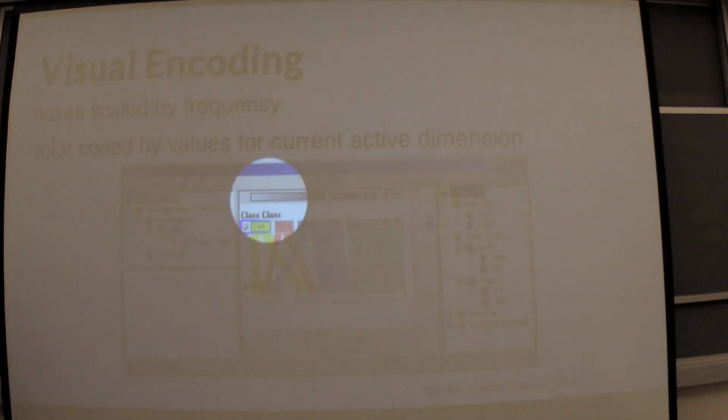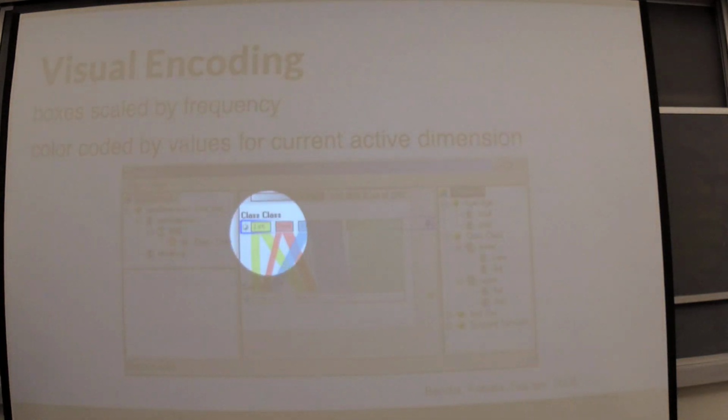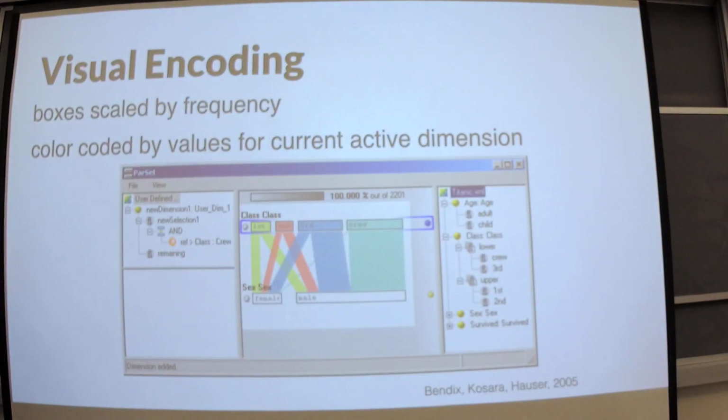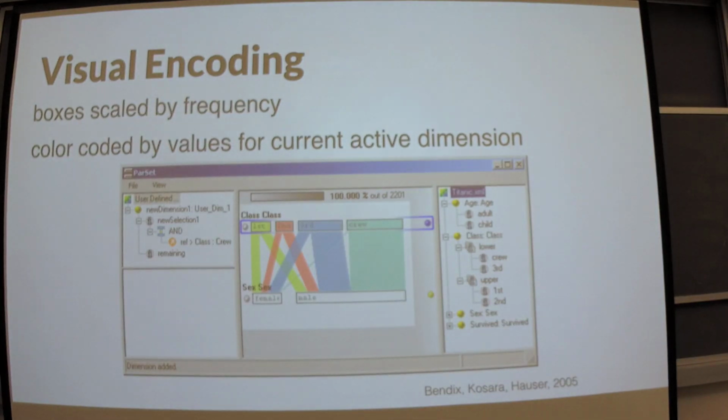They are shown by these ribbons between them. You see that essentially first class splits almost evenly between female and male. Third class is predominantly male, and crew has a significant majority male, and there's only this one thin outlier here that is female.